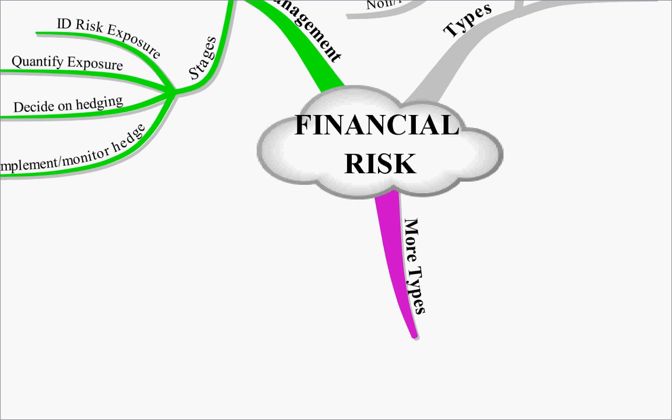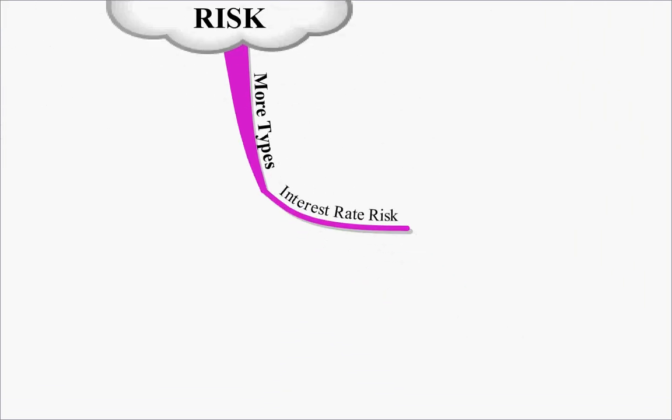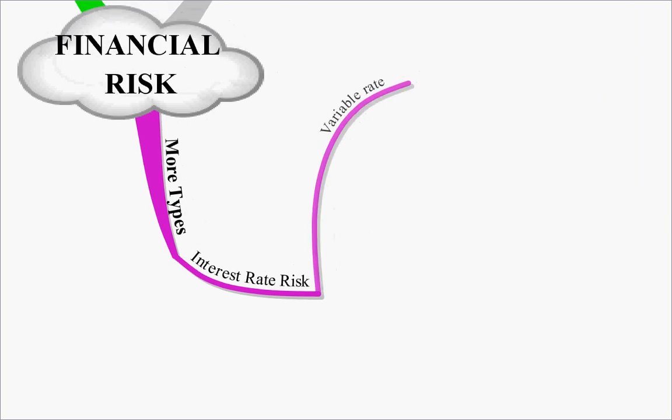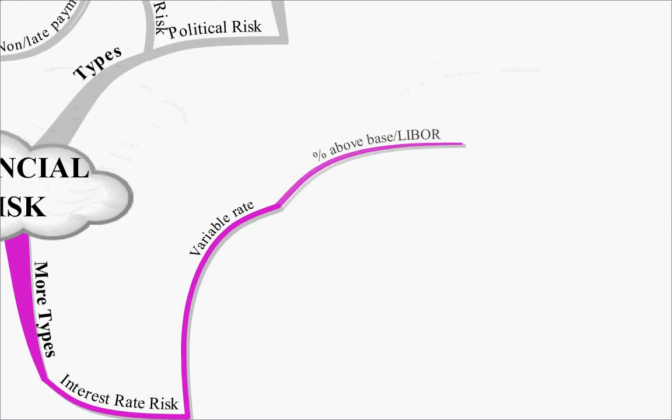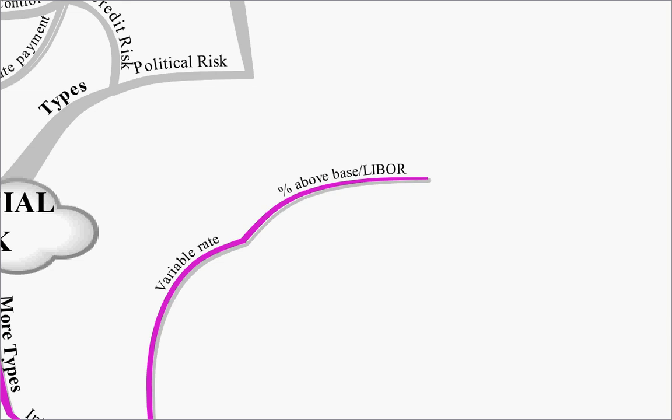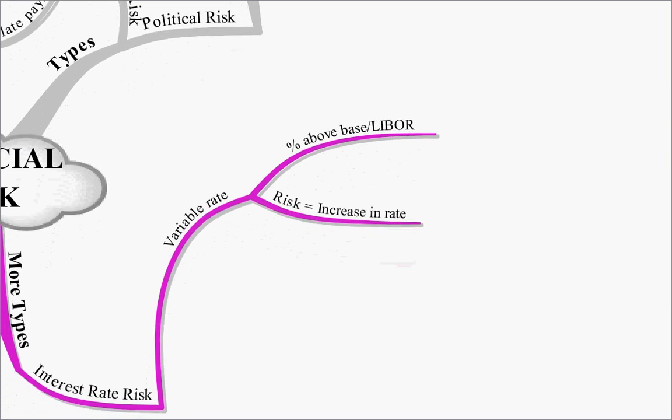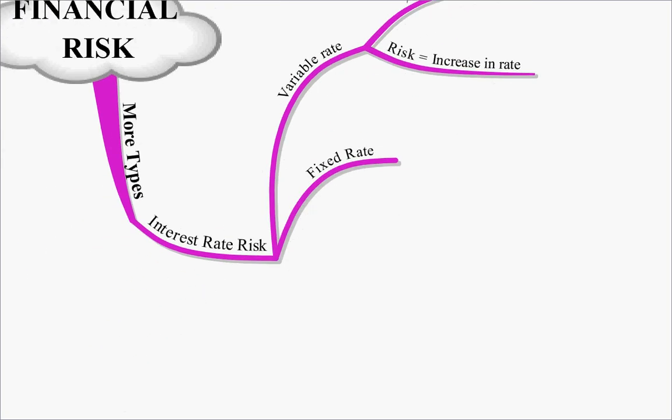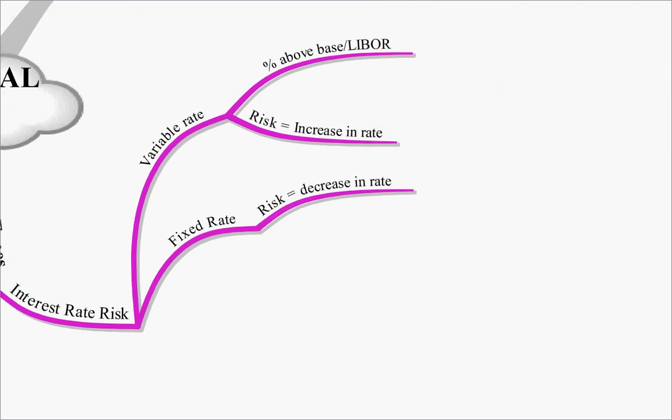So, some more types of risk, some of the main ones that we're going to look at. An introduction to interest rate risk. Remember, a variable rate will be quoted as a percentage above the base or above LIBOR in the exam. And the risk of a variable rate is that there's an increase in the rate. You're exposed to that variable rate, so if there's an increase in the interest rate, you will have to pay it. A fixed rate, the risk of that is that there's a decrease in the interest rate. Because your rate is fixed, you have an opportunity cost, because the interest rate has gone down and you don't get the benefit of that decrease.